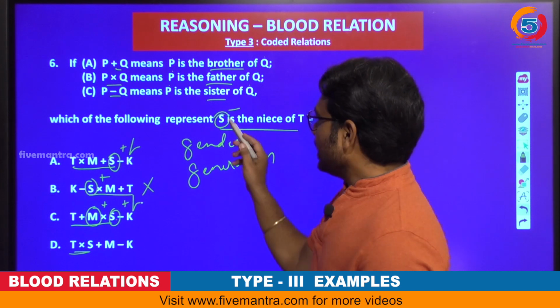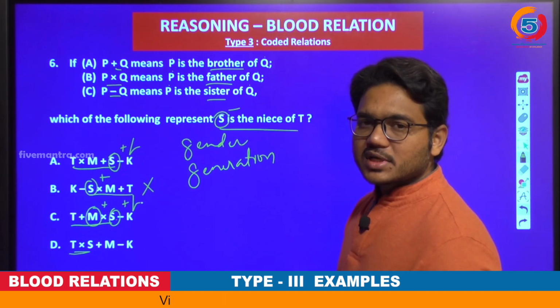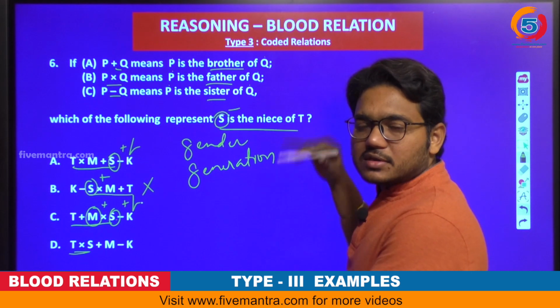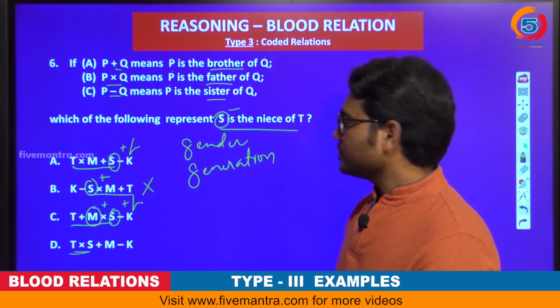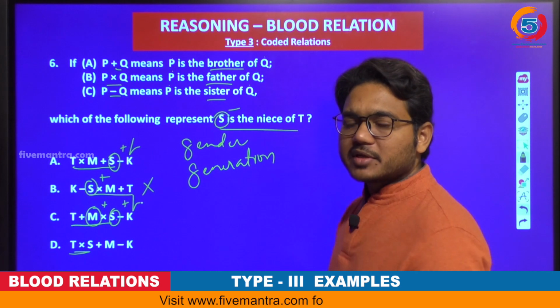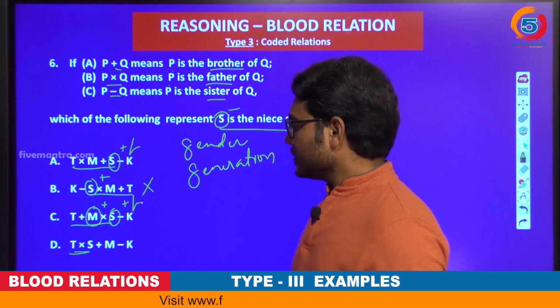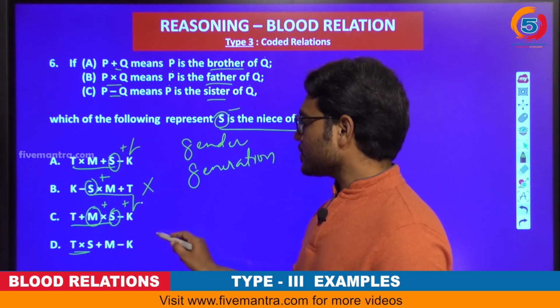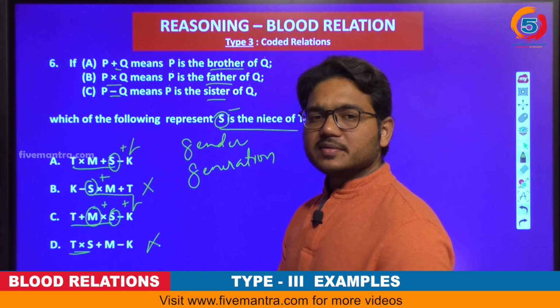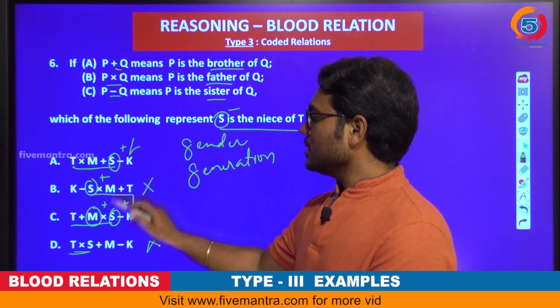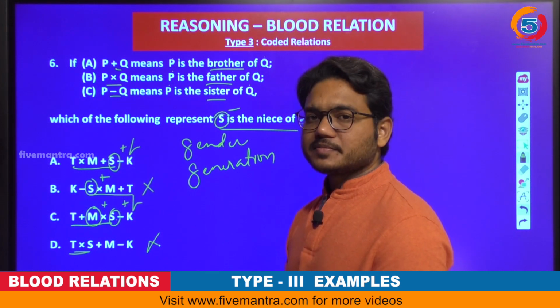It is obvious that if S is the niece of T, what does it indicate? T is either the uncle or aunt of S, it may be paternal or maternal. T could be anything, aunt or uncle, but T cannot be the father. So this option is also invalid. So we need to check with only these two options, isn't it?